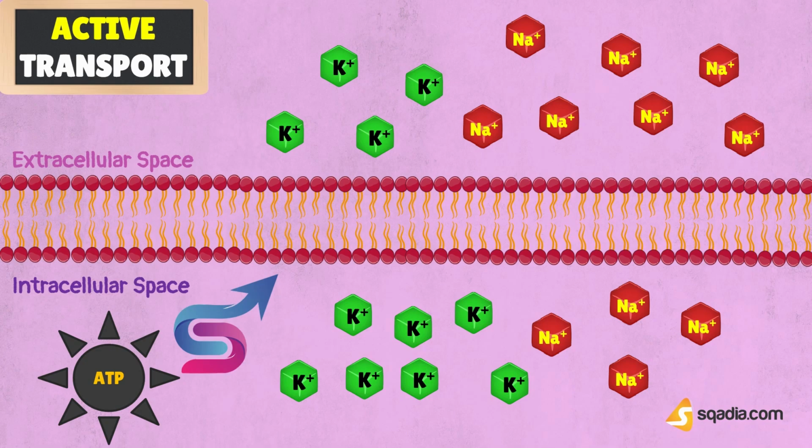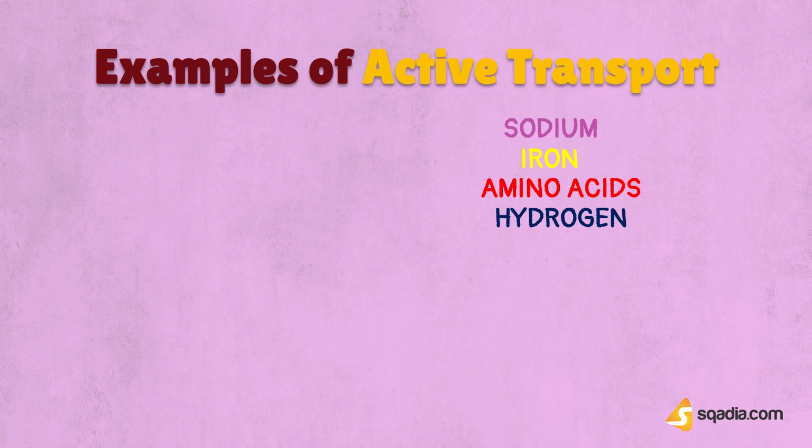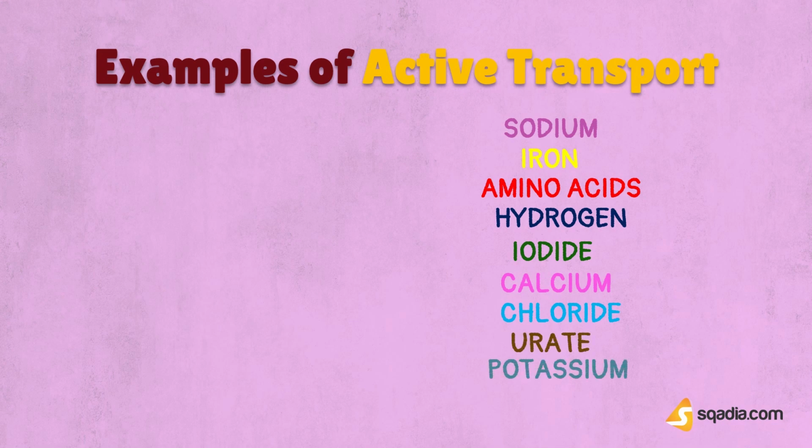Some examples of substances that are actively transported through at least some cell membranes include sodium, iron, amino acids, hydrogen, iodide, calcium, chloride, urate ions, potassium, and sugars. You can remember these by a simple mnemonic.